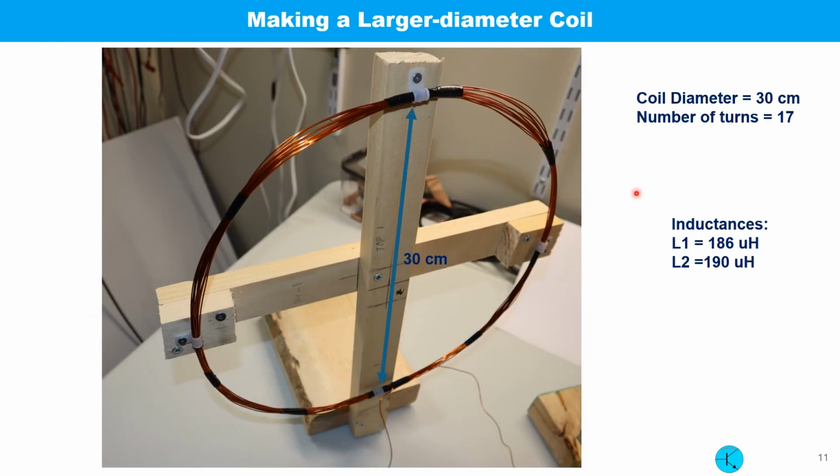I used two wooden frames to make two coils. The diameter of the coil was 30 cm and the number of turns was 17, and the inductances of the two coils are 186 microhenry and 190 microhenry respectively.